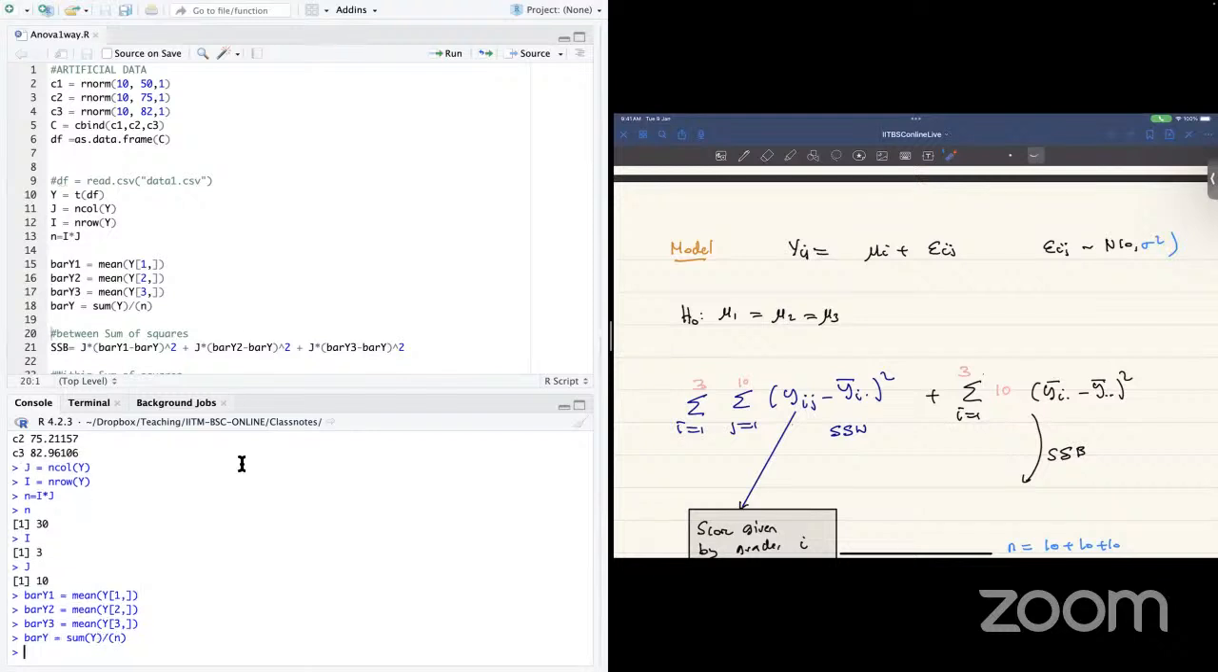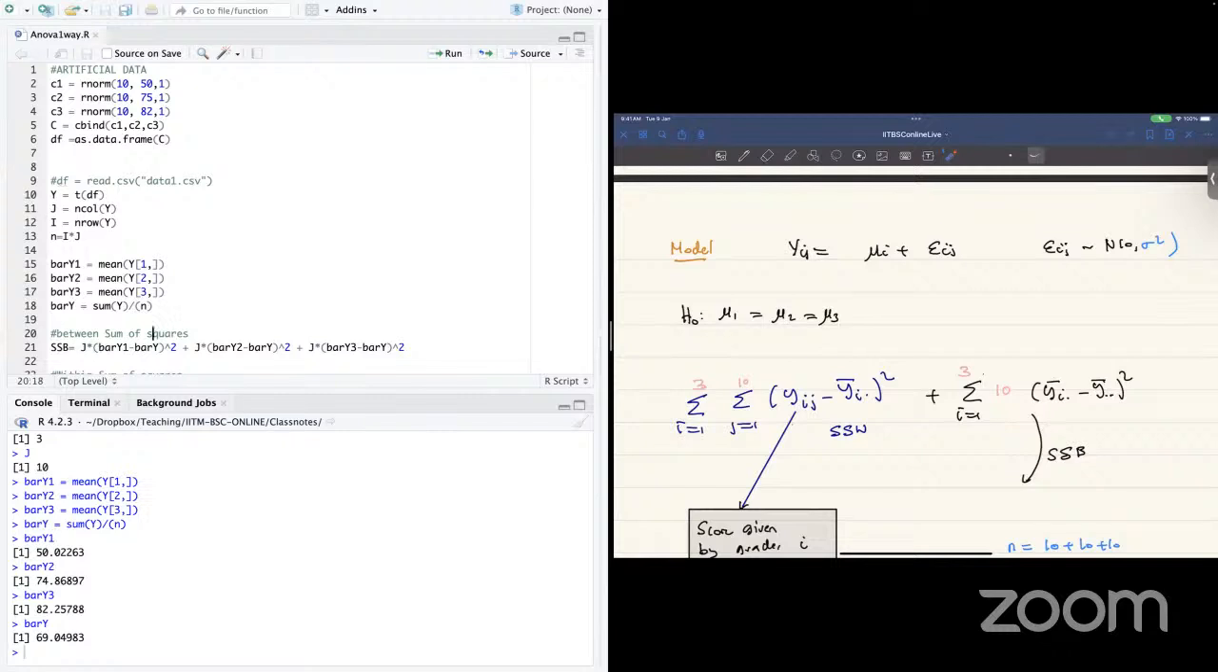So like I did before, bar y1 is 50, bar y2 is 74, and bar y3 is 82. That's what I think, right? And then bar y, the overall mean, is some number right here. So now clearly this test should give you a result.